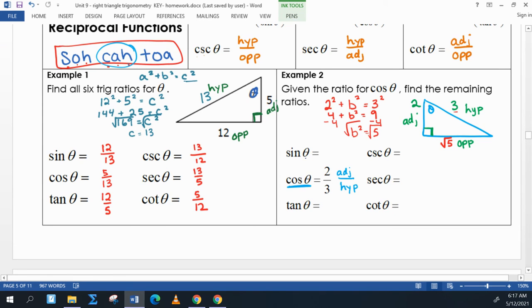All right, now we're just going to go through and plug in our values. So the sine here, again, we look at our SOHCAHTOA. The sine is the opposite over the hypotenuse. Okay, my opposite was the square root of 5. My hypotenuse is 3. And we're done. Okay, the cosine they already gave to us, the adjacent over the hypotenuse. The tangent here is the opposite over the adjacent. So my opposite is that square root of 5 over my adjacent, which is 2.